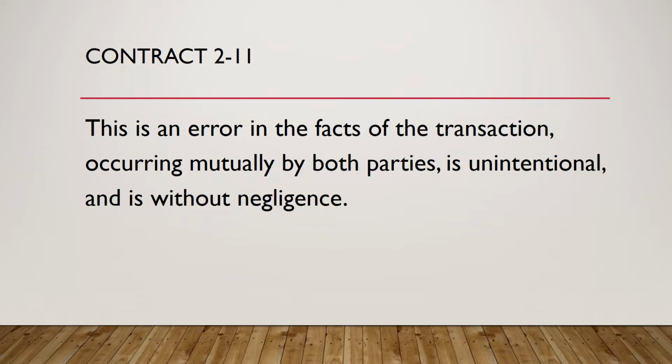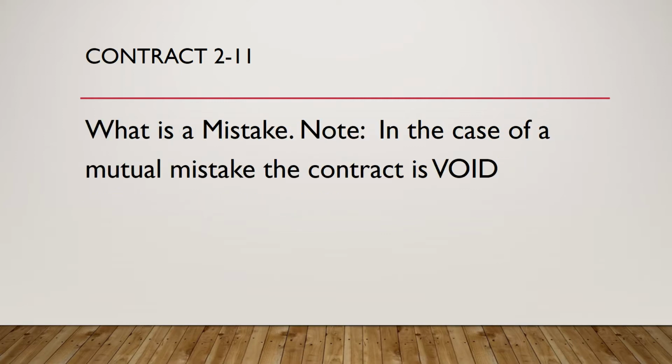Question 11. This is an error in the facts of the transaction occurring mutually by both parties, is unintentional, and is without negligence. What is a mistake? Note, in the case of a mutual mistake, the contract is void.